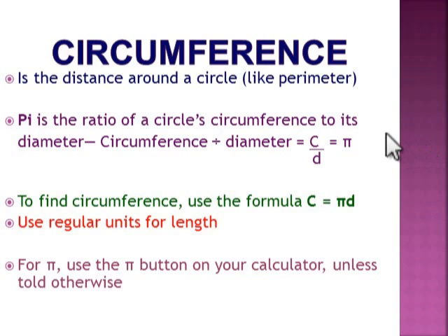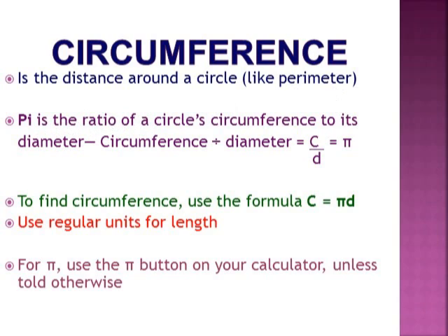Circumference is the distance around a circle. That's what we call the perimeter with any other kind of shape. The reason it's different for a circle is very simply because the formula for finding perimeter is add up all the sides. Since a circle has no sides, it doesn't fit the definition. So that's why they have a new word for that. So circumference is a one-dimensional length, and it's the distance around the circle.